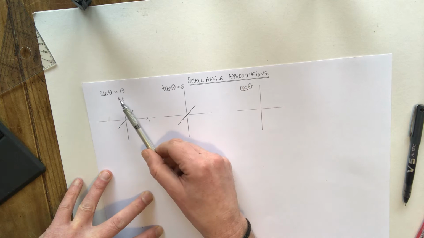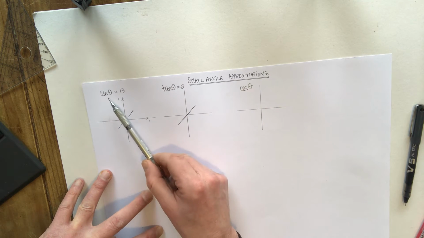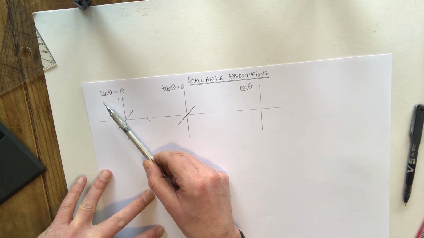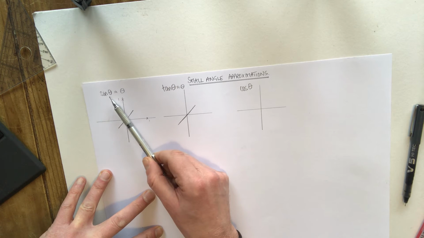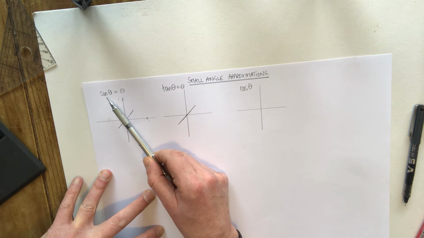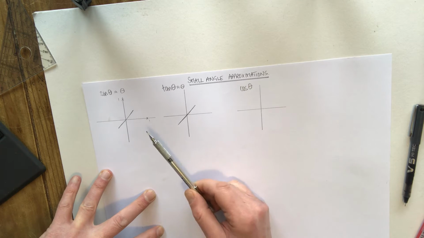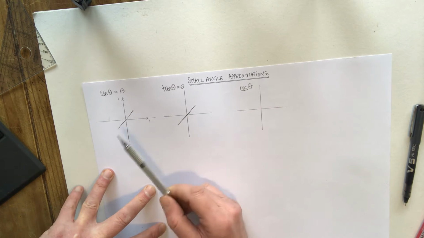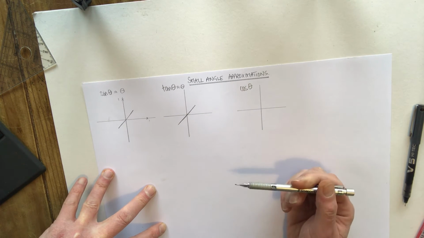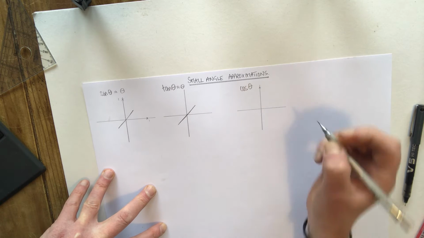Try it out. Set your calculator on radians, put in a very small value for theta, so 0.01, and see what sine of 0.01 is. And you'll see it's very close to 0.01. Same with tan.